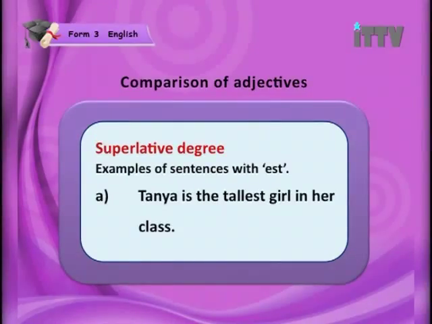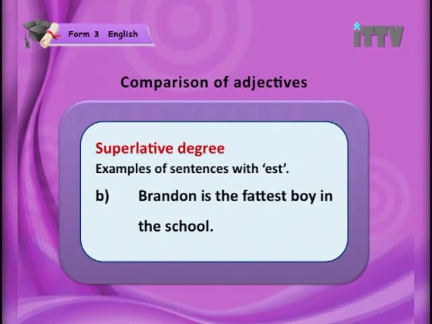Next, look at the examples with est. Tanya is the tallest girl in her class. Tall is 1 syllable, and we have added est to show the superlative degree. That's the final degree, the tallest girl. Students, you understand that, isn't it? The tallest. There's nothing else more than that. That's the final degree.